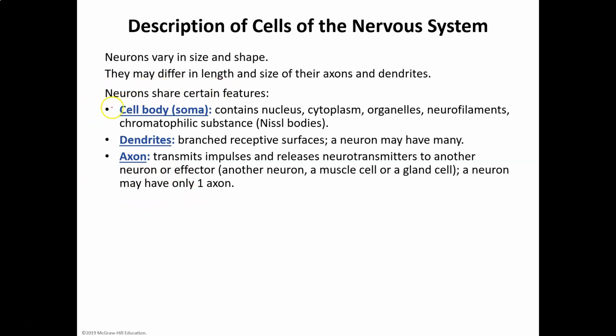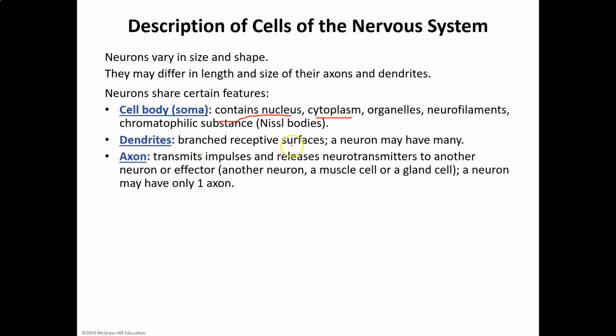Neurons share certain features. They have a cell body. That's a soma. The cell body has the nucleus, has cytoplasm, organelles, neurofilaments, and chromatophilic substance, which is called a Nissl body. It's these black little tiny specks inside the cell body.